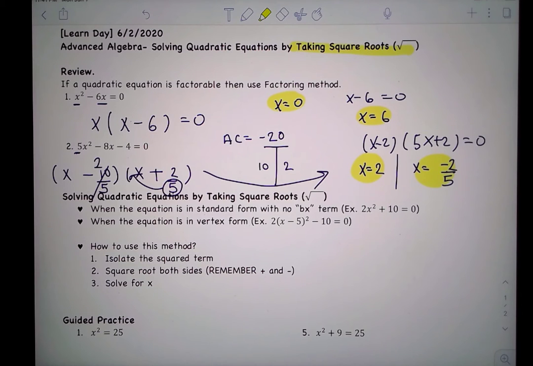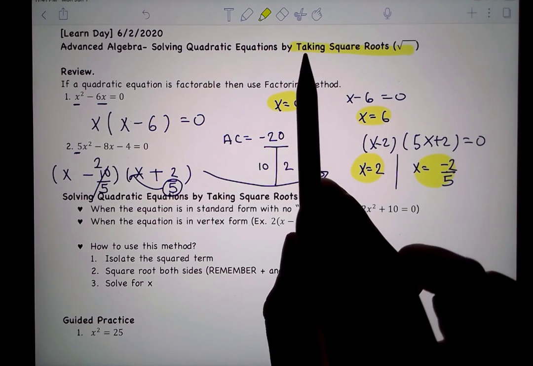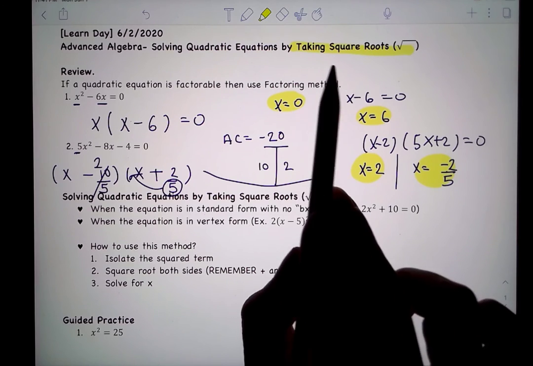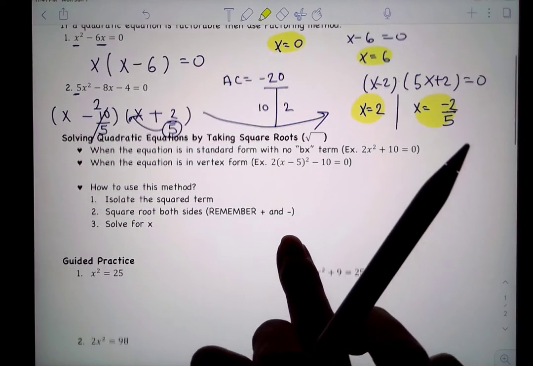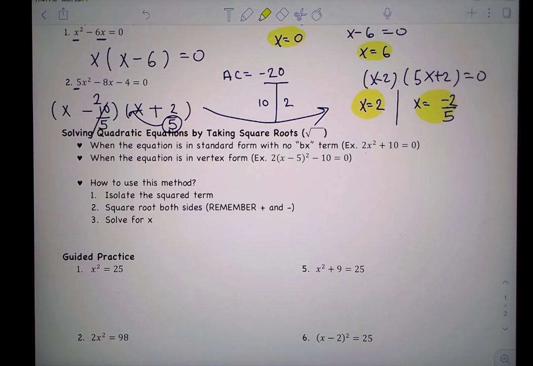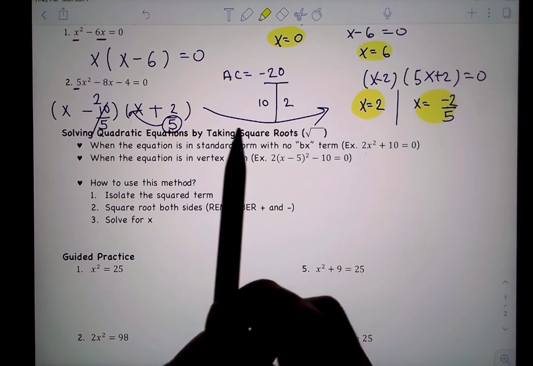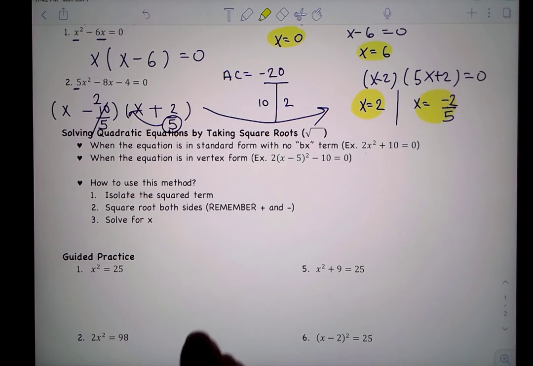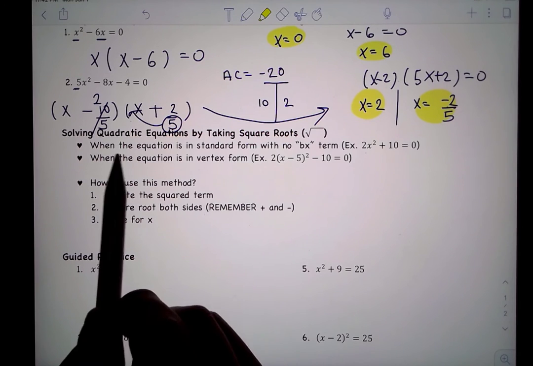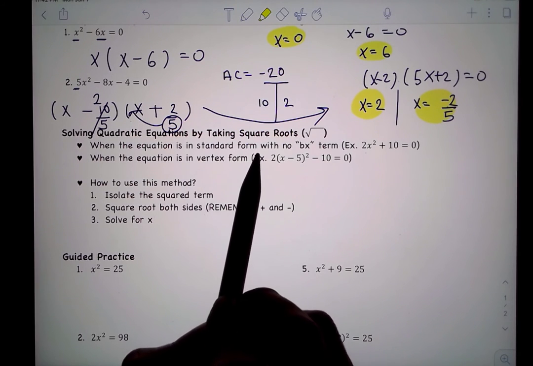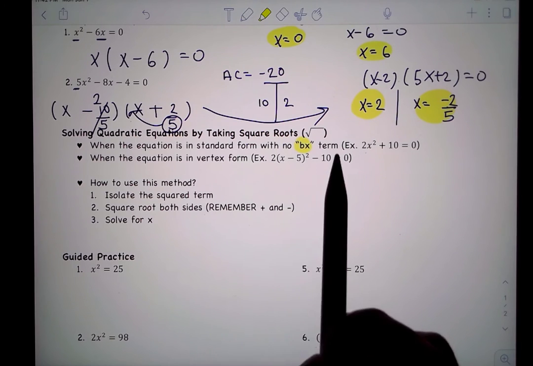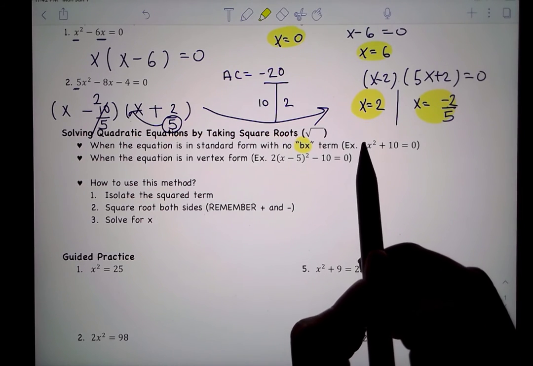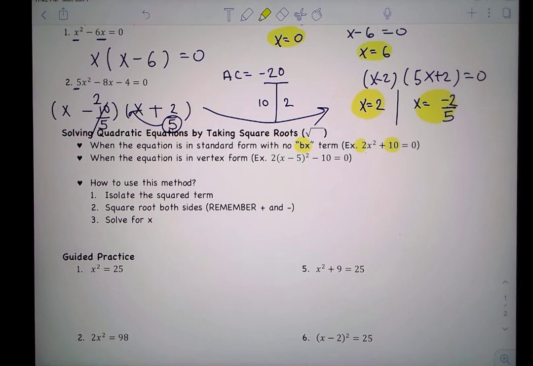And today what we're going to do is solve quadratic equations by taking square roots. So when do we use this method? Factoring, when it's factorable, then you use factoring. But sometimes the expressions are not factorable, like this. When the equation is in standard form with no bx term, so there's no bx, look at this, you have only a and a constant. There's no x. In that case, the taking square root method is easier.